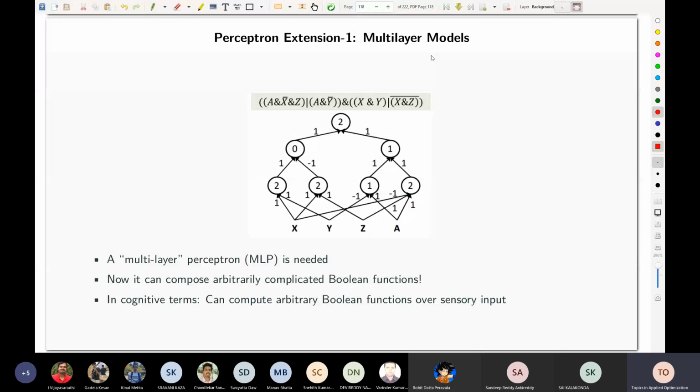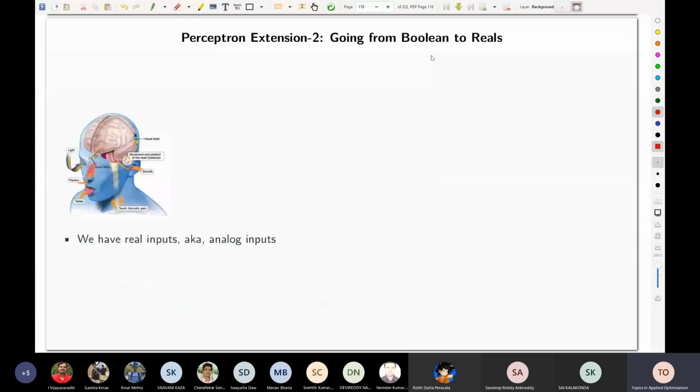In cognitive terms, it can compute Boolean functions over sensory input. Okay. Now the second challenge is going from Boolean to real. So far we were working with Boolean, so it can do Boolean logical operations on Boolean values. Now we are thinking, what if we extend this to real?